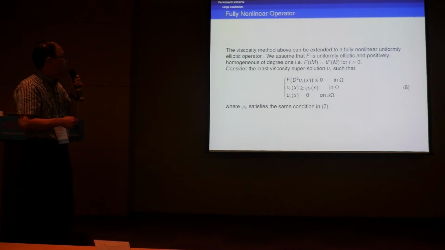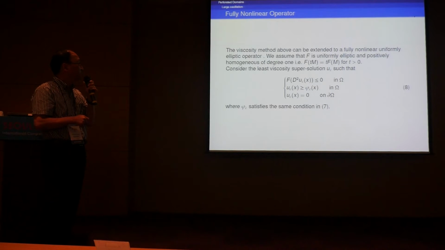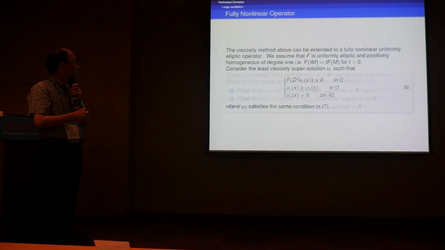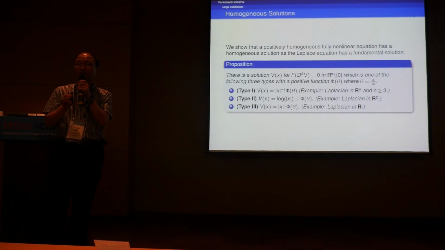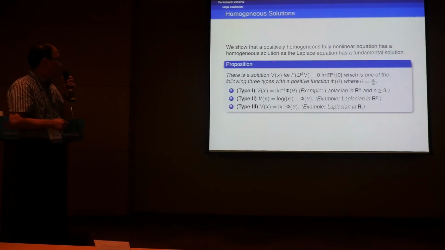For the fully nonlinear operator, our operator is uniformly elliptic and positively homogeneous of degree 1. So if you put in a positive value, it comes out. And we needed this condition to get a homogeneous solution, and we consider the same obstacle problems. For the Laplace operator, there is a fundamental solution, so we can use that fundamental solution to create a super and sub-solution. But for the fully nonlinear operator, we needed a replacement for that. And this is the result with Lewis.